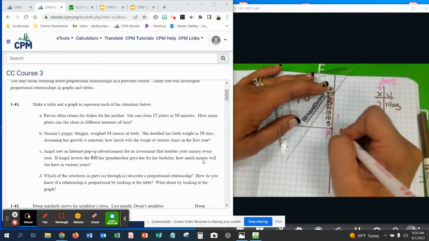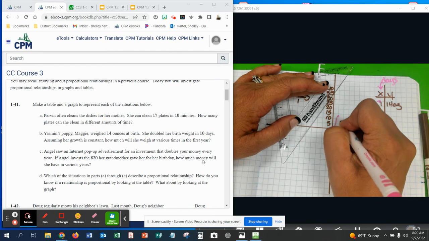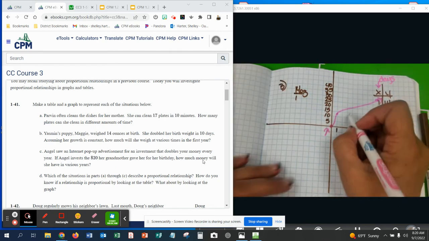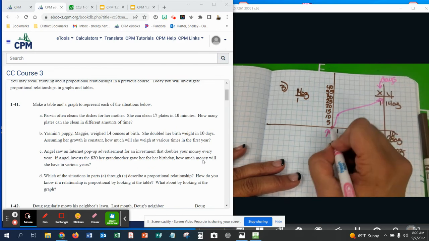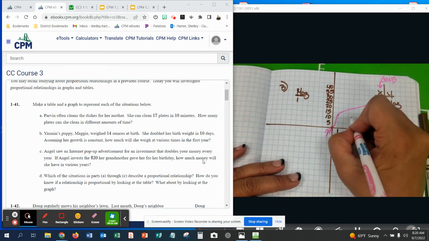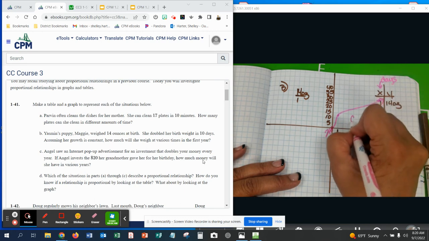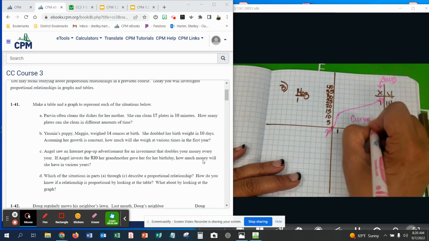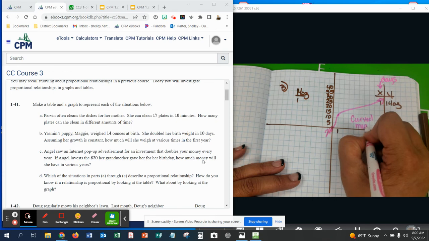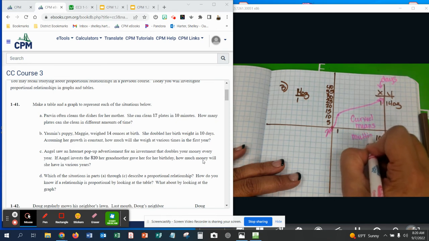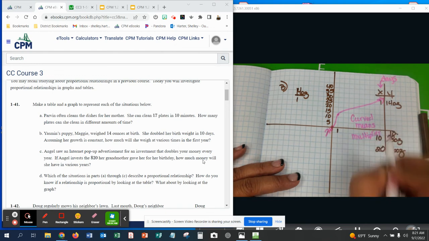Remember, this is going to curve because why? It's exponential. It's not linear, so it has a multiplier. That's why it's curved. Let's put: curved means multiplier.